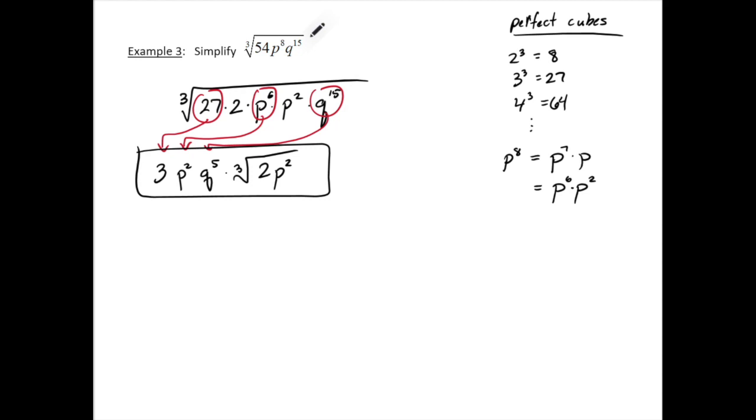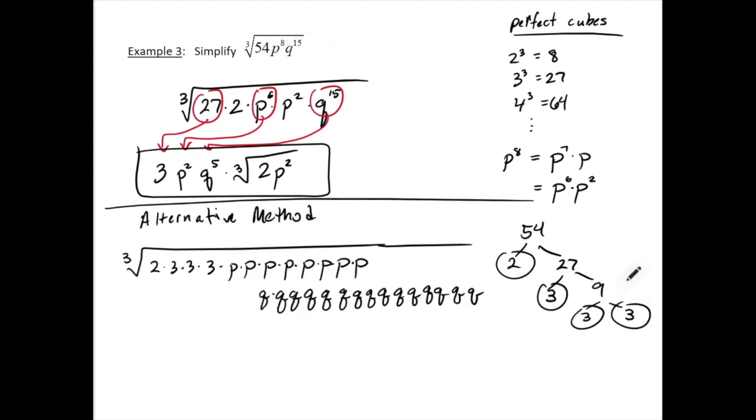Let's finish by simplifying this expression using the alternative method, where we write out the product of the prime factors and each of the variable factors. Here's the factor tree for 54. We get the prime factorization 2 times 3 times 3 times 3, which I've included here inside the cube root. Next I have a product of the factor p 8 times and a product of the factors q 15 times. And for this method, we want to identify any three of the same factors.